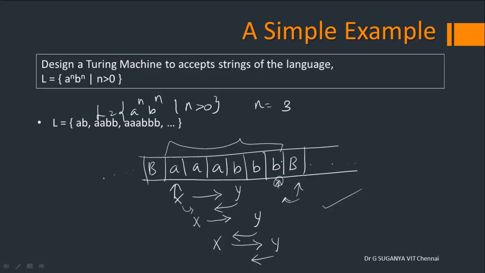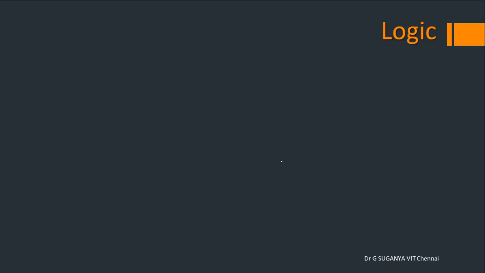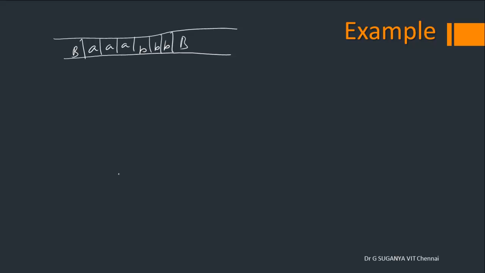Now let's draw a Turing machine for this. Initially I'll draw the diagram. Initially the pointer will point to this location. So we will be in start state Q0, right? So what is seen on the input is A, which I need to convert to X. So I'll be converting A to X, moving towards right.